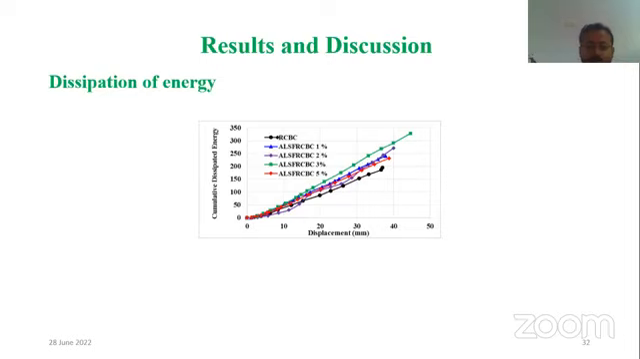In the x-axis I have plotted cumulative dissipated hysteretic energy. In the y-axis it is plotted displacement. With displacement, the energy dissipation is increasing. So we can see the maximum energy dissipated at 3% for all cases.